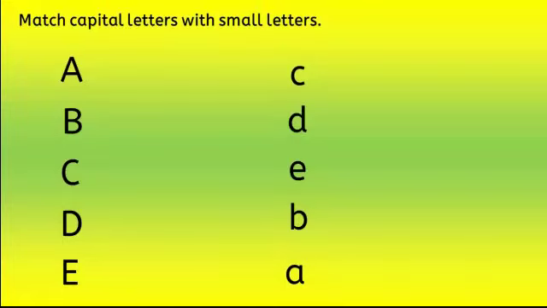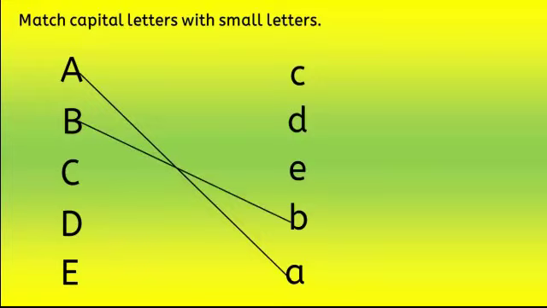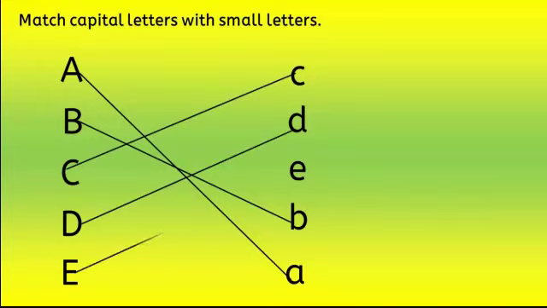Students, now what you will do is match capital letters with small letters. You can see capital and small letters. First say the letters and then match them. A, A says eh. B says b. C, C says k, k. D says d, d. E says e, e.